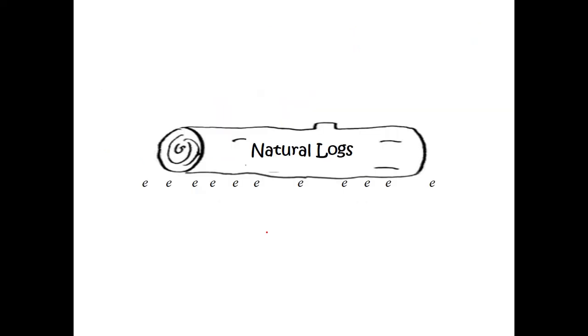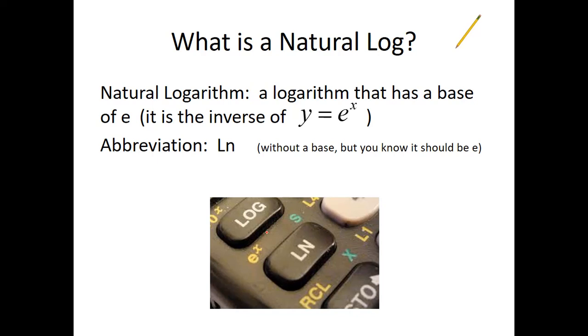So, grab out that foldable that we have, natural logs with a bunch of e's on there. So what is in fact a natural log? Well, a natural log is just a logarithm with a base of e. It's the inverse of y equals e to the x, if you want to think of it that way. The abbreviation is ln without a base, but you know that should be a base of e, so it's not uncommon. You could put the little e there if you need to, but it's more common that you're just going to see an ln there.